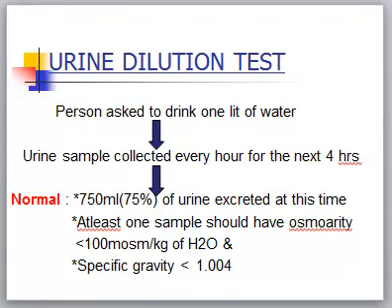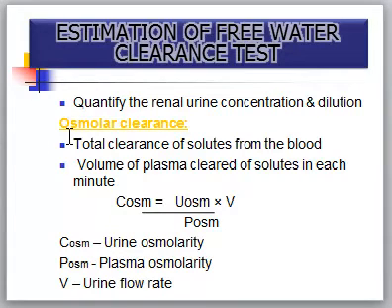Next, we are going to see the estimation of the free water clearance test, which quantifies the renal urine concentration and dilution. The osmolar clearance is the total clearance of solutes from the blood, the volume of plasma cleared of the solutes in each minute.